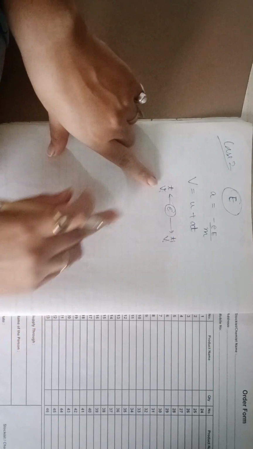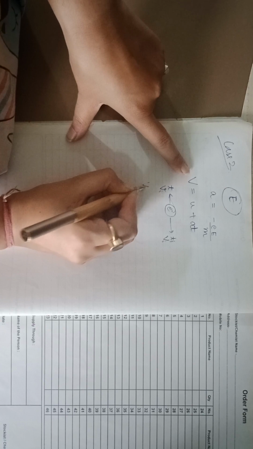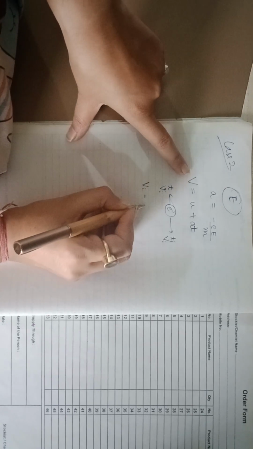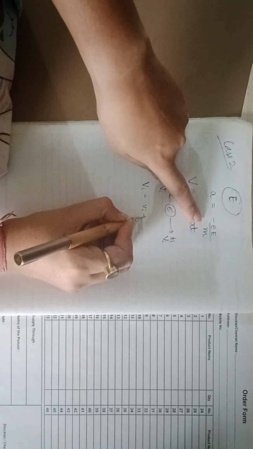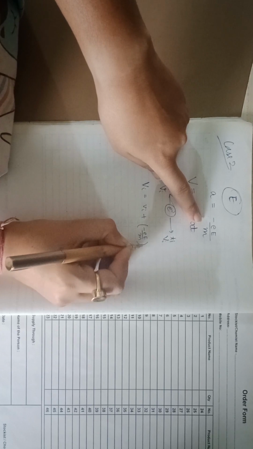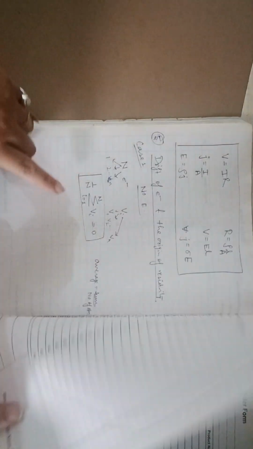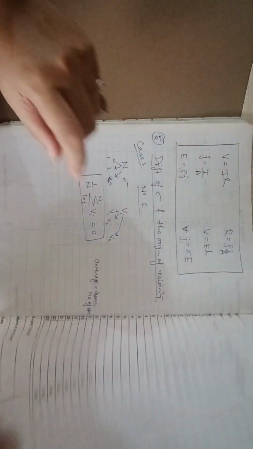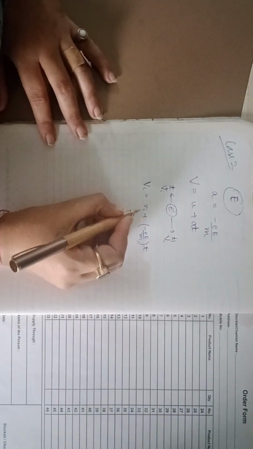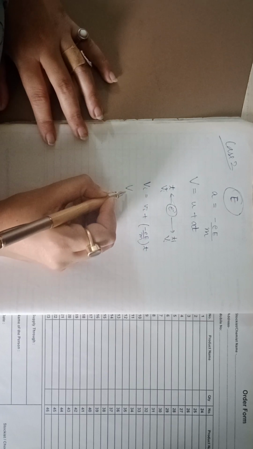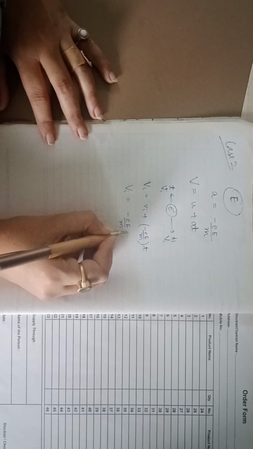Okay? So putting these values in this equation, we get capital Vi is equal to small vi, and in place of a we'll put this formula, minus E by m into t. Since we know that the average of small vi is 0, we get here Vi is equal to minus E by m and t.